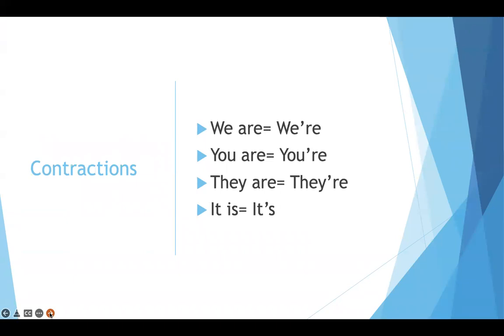You can also use contractions. We are becomes we're. You are becomes you're. They are becomes they're. And it is becomes it's.